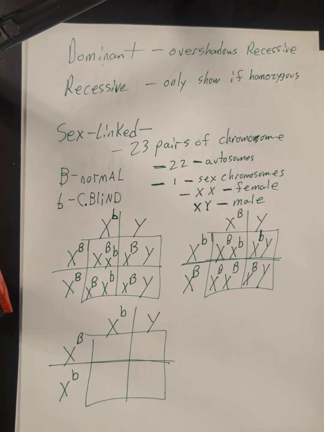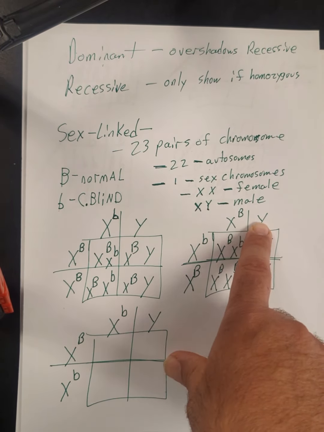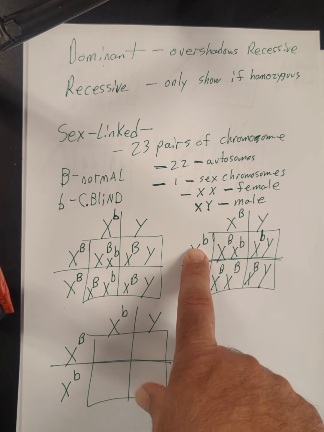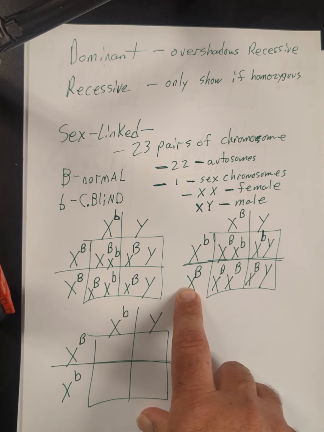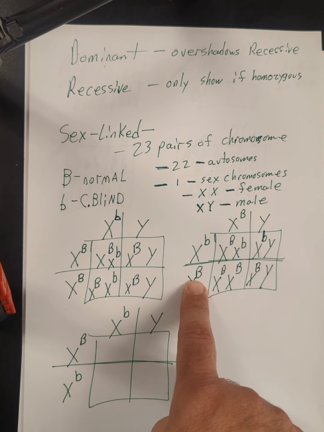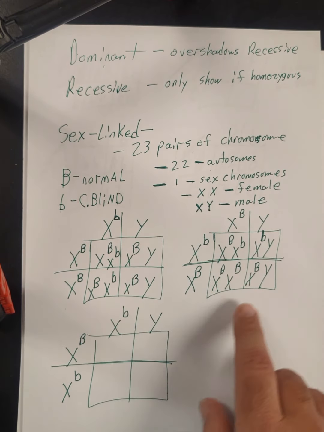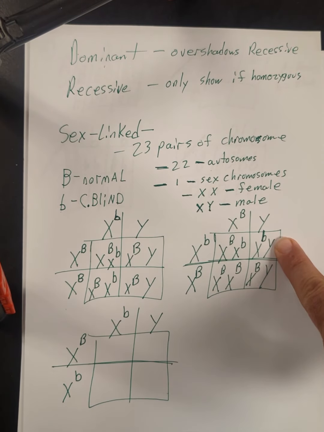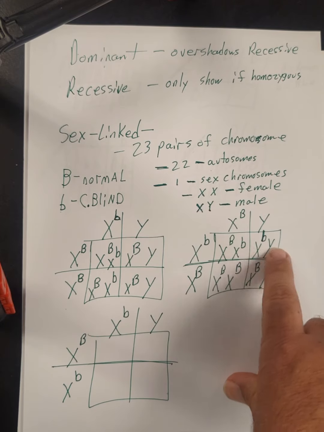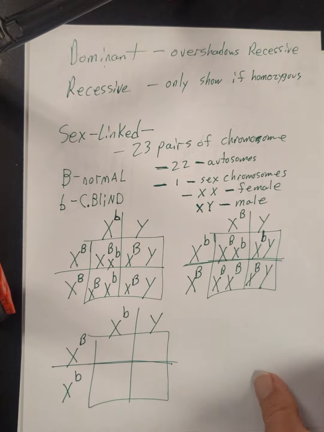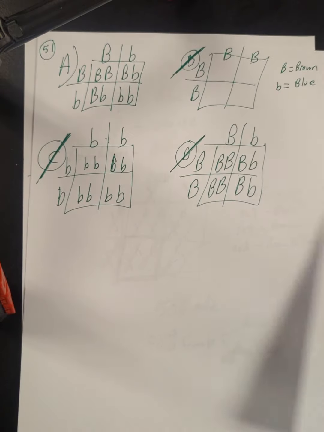However, if a normal vision male and a female who is a carrier of the colorblind gene, see, she has normal vision because of this dominant trait, but she's a carrier. That means there's a 25% chance that they will have a male that is colorblind. Because this male, this possibility right here, only has the colorblind gene.